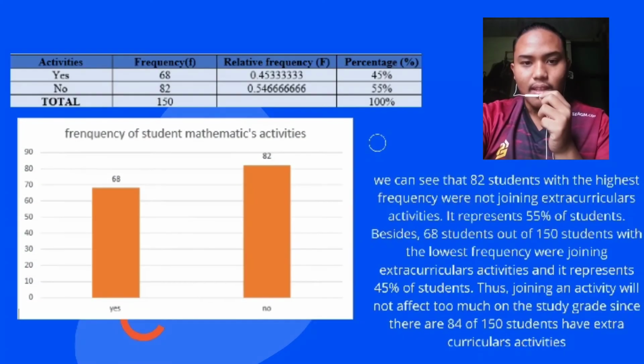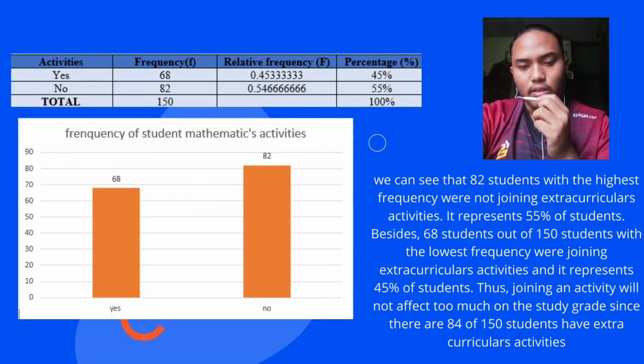We can see that 82 students, the highest frequency, were not joining extracurricular activities. It represents 55% of students. Besides, 68 students out of 150 students, the lowest frequency, were joining extracurricular activities, and it represents 45% of students. Thus, joining an activity will not affect study too much, since 82 of 150 students did not have extracurricular activities.